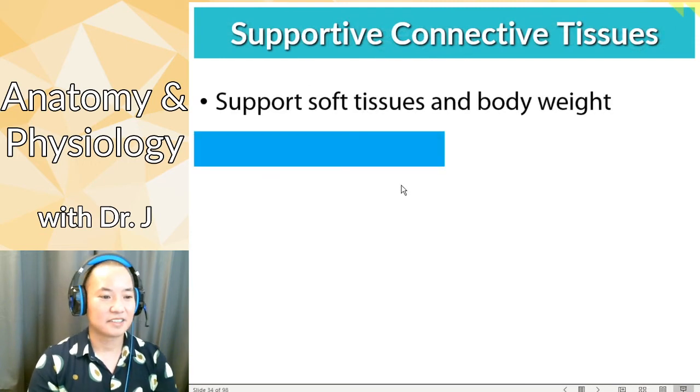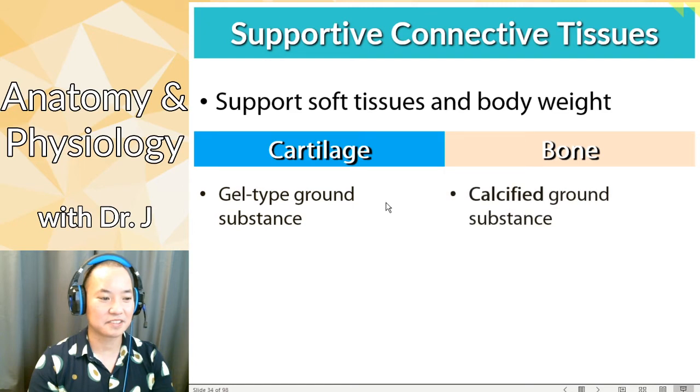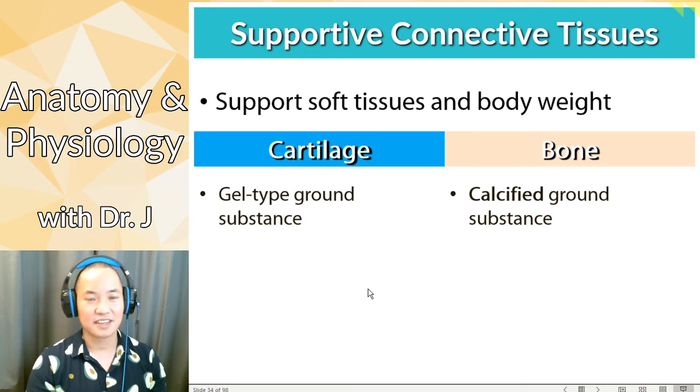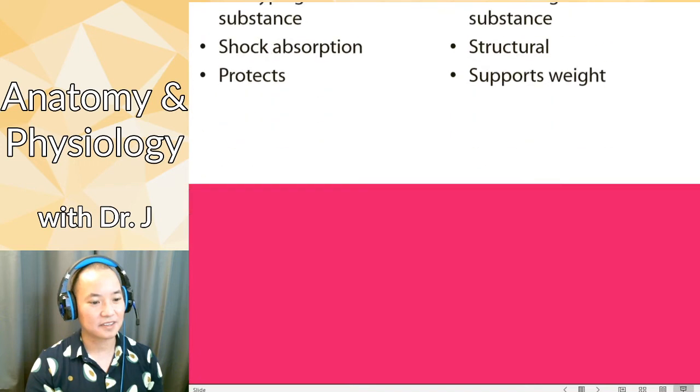All right, so that was a crash course in cartilage. Now we can finally get to bones. So again, cartilage has a gel-type ground substance. In fibrocartilage you don't have as much. Hyaline and elastic cartilage you have a little more. Bone is structural and supports weight, but for cartilage, a big part of it is not just structure but also shock absorption, and it also protects your tissues. So again, this is cartilage in a nutshell.